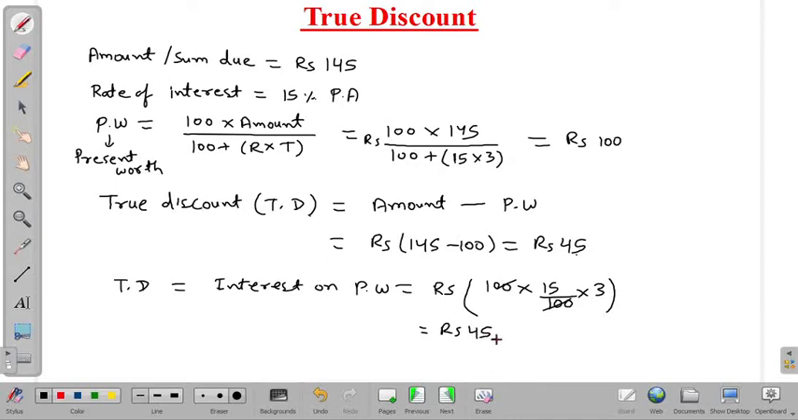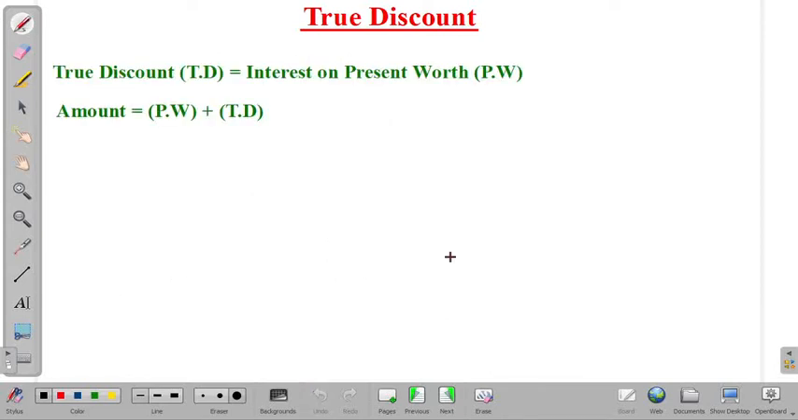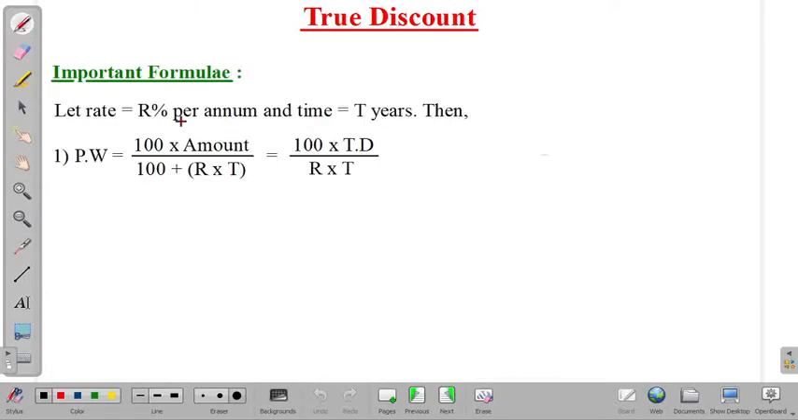So these are the two formulas which we have used: true discount equal to interest on present worth, or, rearranging, amount equal to present worth plus true discount, or true discount equal to amount minus present worth. And some more formulas we can discuss. Suppose rate of interest R percent is given per annum and time is given as t years.